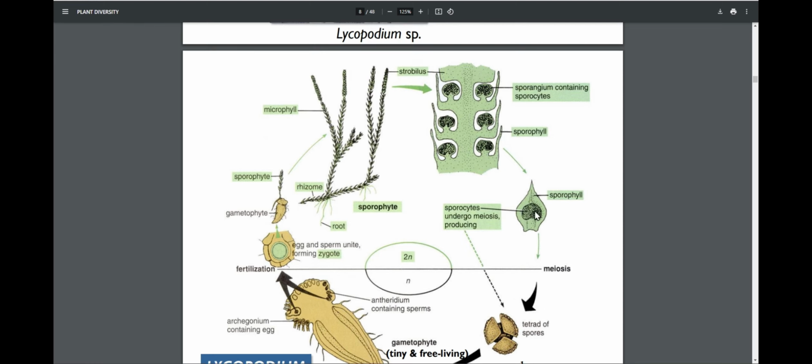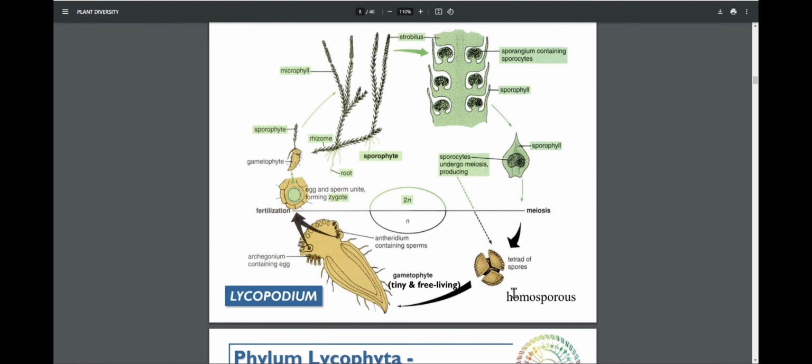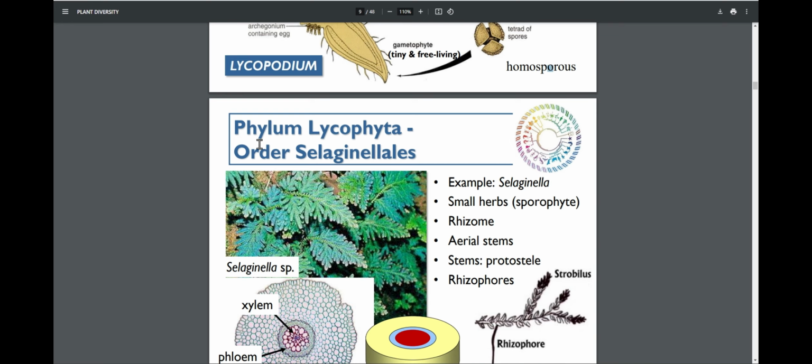This here, you can see, is homosporous. Only one kind of spore is produced, and the gametophyte is tiny, but free living. Remember the difference, because the next example is heterosporous. All right, order Selaginellales.